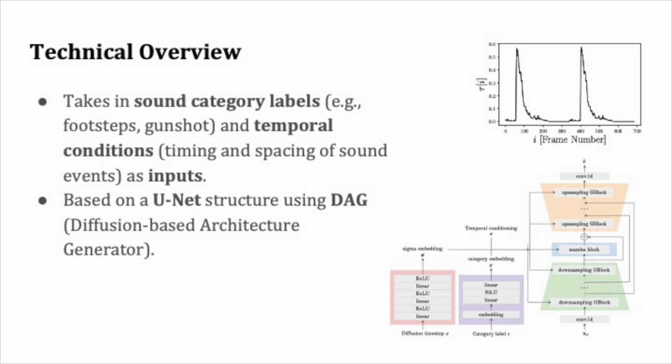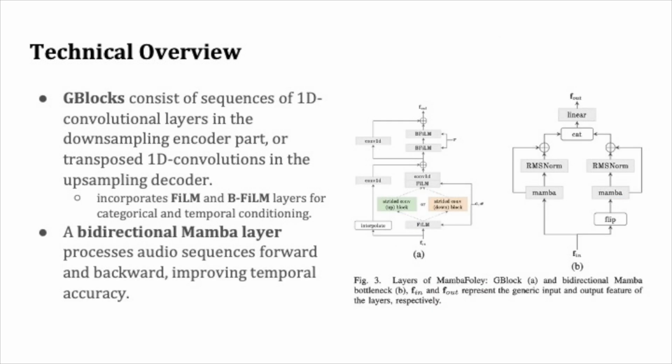The model itself is based on a U-Net structure similar to T-Foley. MambaFoley uses G-blocks, which consist of sequences of 1D convolutions for downsampling and transposed convolutions for upsampling. The G-blocks contain the FiLM and block FiLM layers to incorporate the categorical information and temporal information respectively. The bottleneck contains two parallel Mamba blocks, processing audio sequences in both forward and backward directions, improving temporal accuracy. This is how MambaFoley utilizes the capabilities of SSMs to process audio sequences. The outputs of the two parallel Mamba blocks are each normalized using root mean square layer normalization, and then concatenated and processed by a single linear layer.